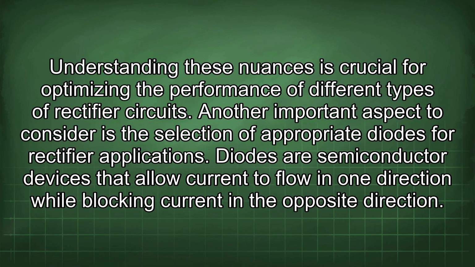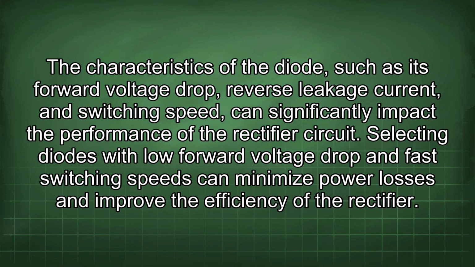Another important aspect to consider is the selection of appropriate diodes for rectifier applications. Diodes are semiconductor devices that allow current to flow in one direction while blocking current in the opposite direction. The characteristics of the diode, such as its forward voltage drop, reverse leakage current, and switching speed, can significantly impact the performance of the rectifier circuit.